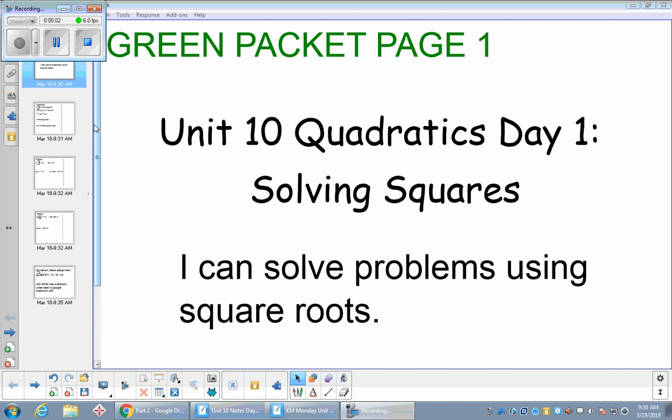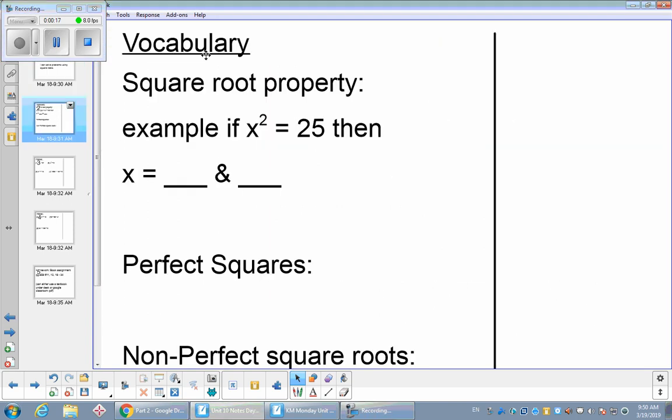Good morning. Please make sure you turn to your new green packet that you got to page 1. Today we're going to be doing day 1 notes right in your packet, so make sure you record them. Your goal today is to solve problems using square roots. It's called solving squares. So we're going to start with some vocabulary here.